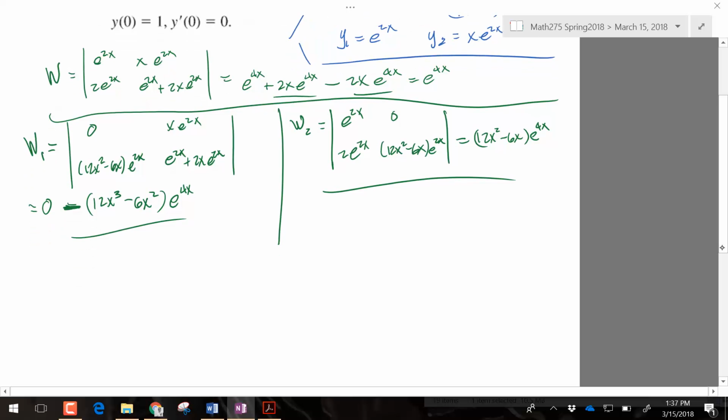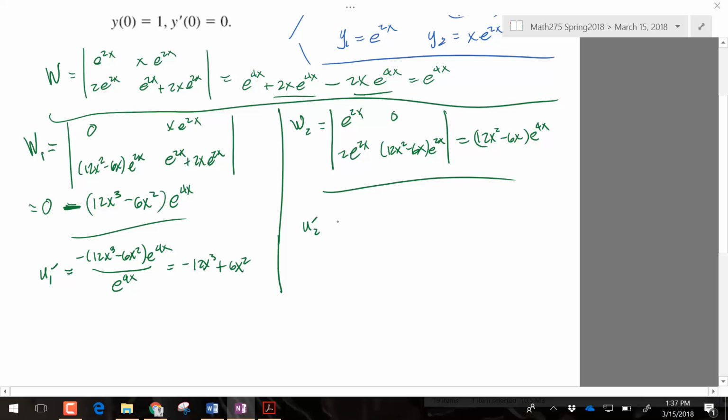They both look kind of complicated, but if we divide them by the Wronskian, then the e to the 4x's cancel. We just have a polynomial. So our u1 prime is going to equal this big mess over here, negative 12x to the third minus 6x squared e to the 4x, and our Wronskian is e to the 4x, so that would cancel. And I think that's going to be an easy integral.